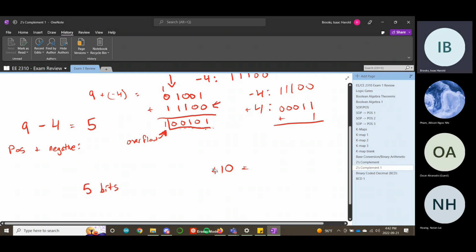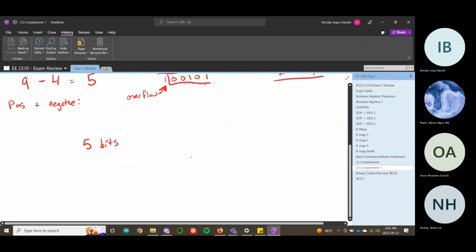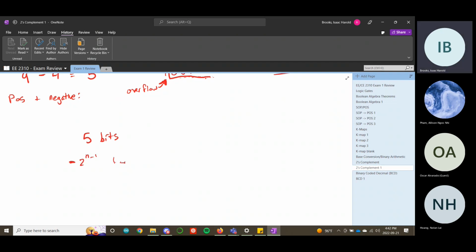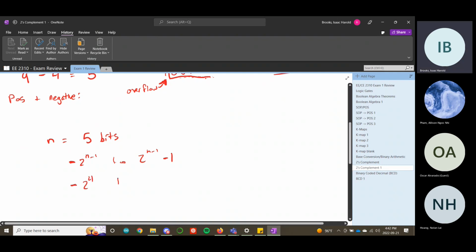This is not a good example. Remember, 5 bits can represent anywhere from negative 2 to the n minus 1 to 2 to the n minus 1, minus 1. So when n equals 5, this is negative 2 to the 4 to 2 to the 4 minus 1. 2 to the 4 is what? 16? Negative 16 to 15. So this is the number range we're working with.